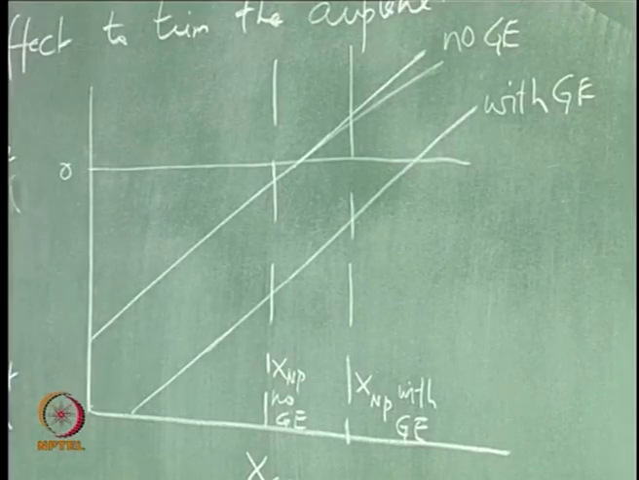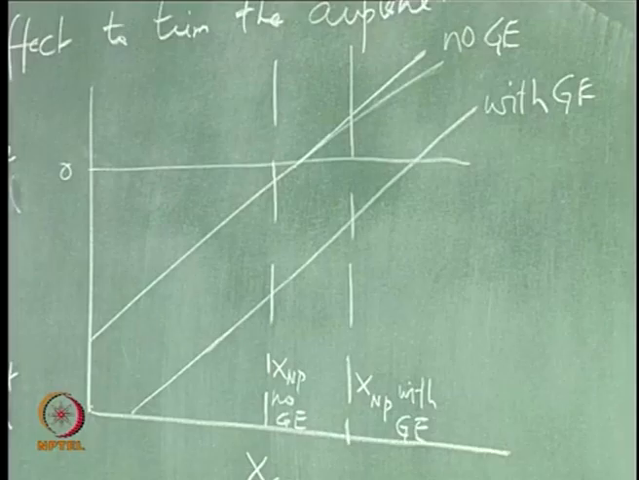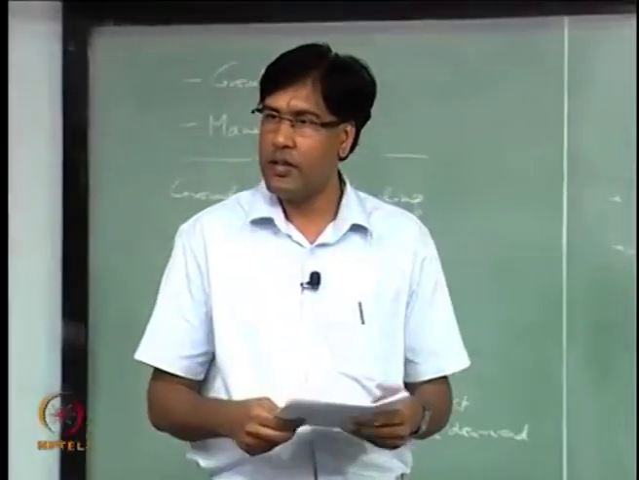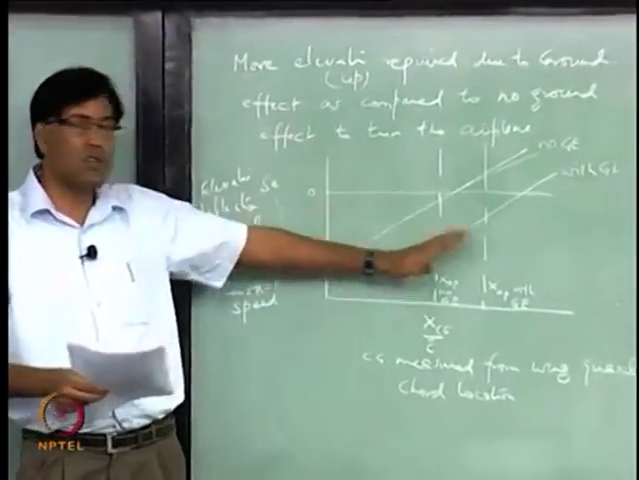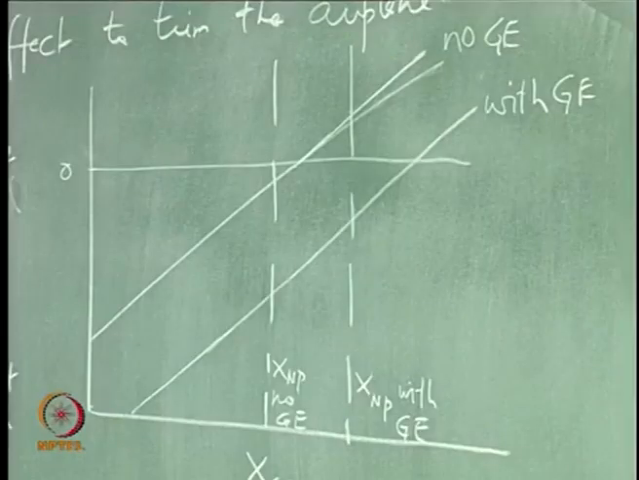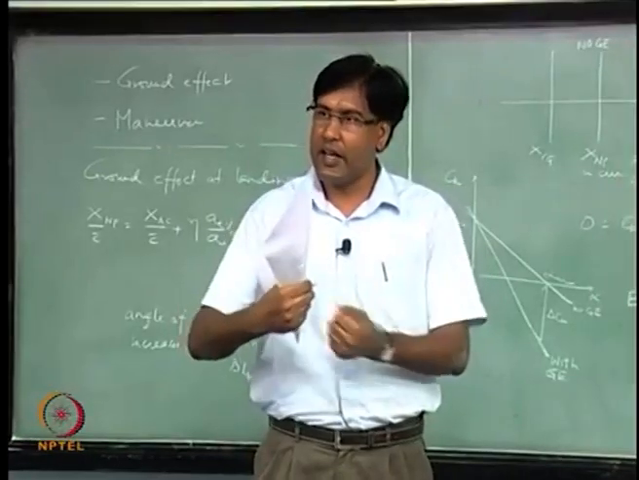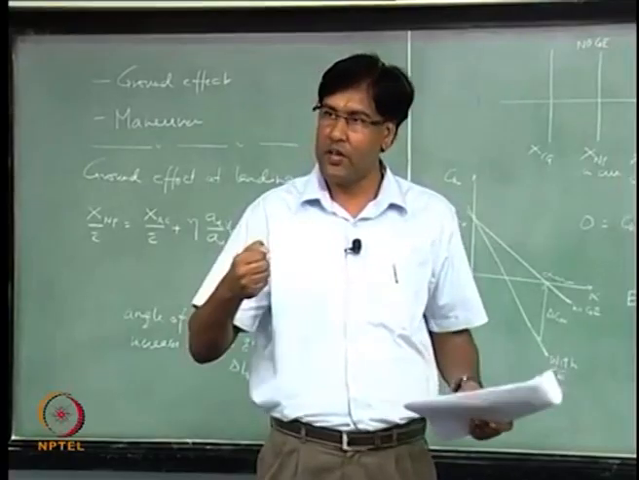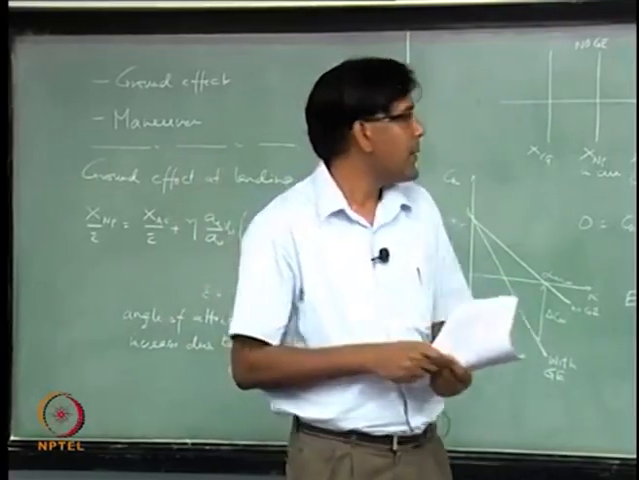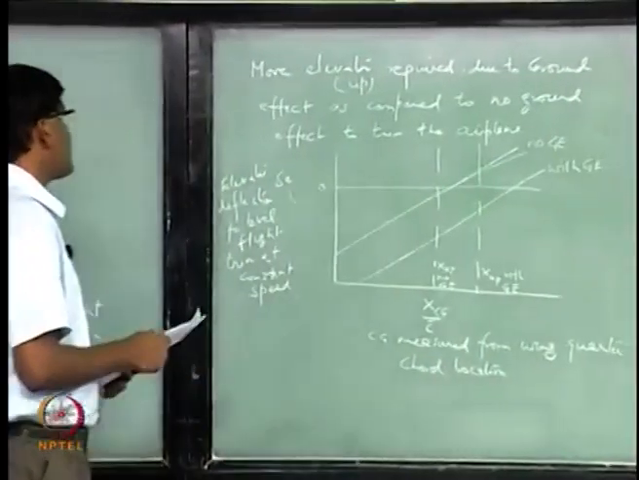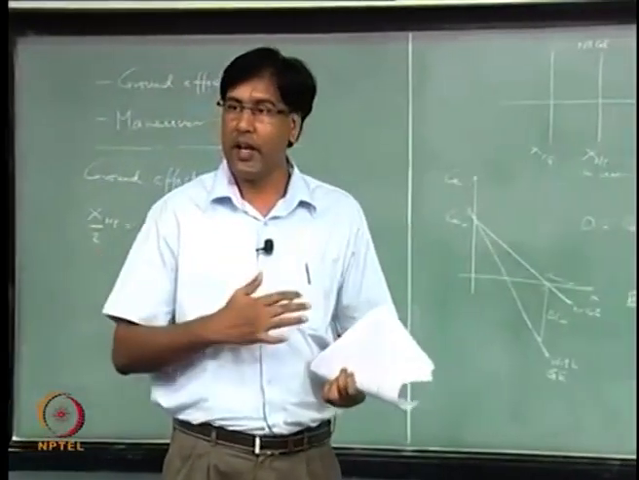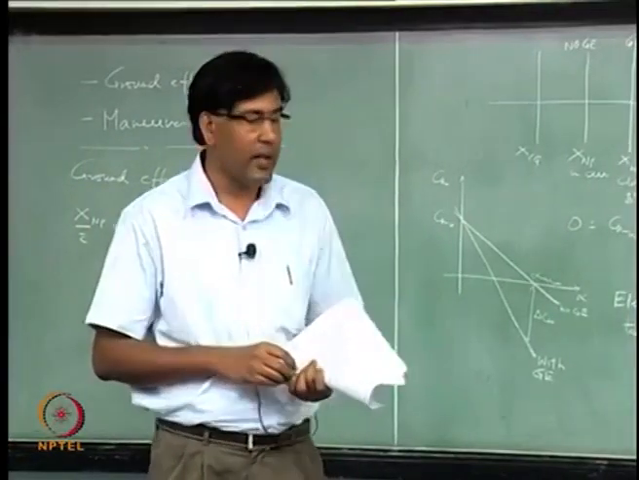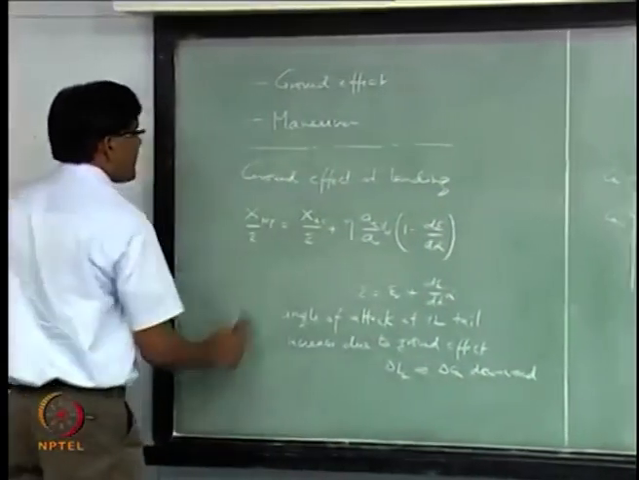How will the plot for stick force gradient look like? Qualitatively it will look something like this, same as this, right, because the elevator is directly related to the stick force, right. So we are going to apply the stick force and the corresponding elevator deflection we see, right. So this is the effect of the proximity of ground when the aircraft is trying to take off or trying to land, right.